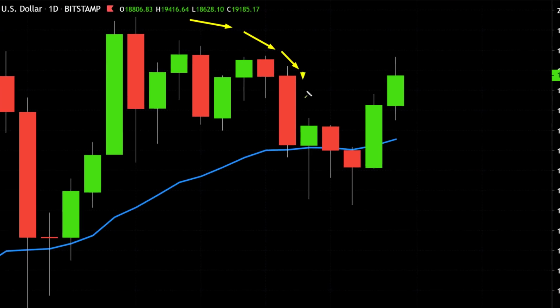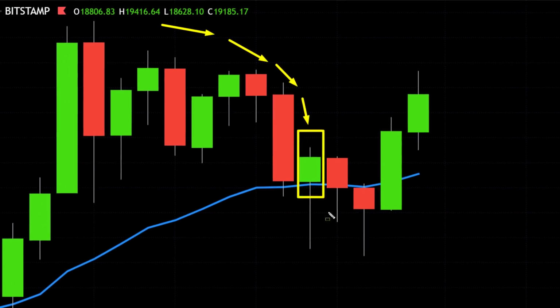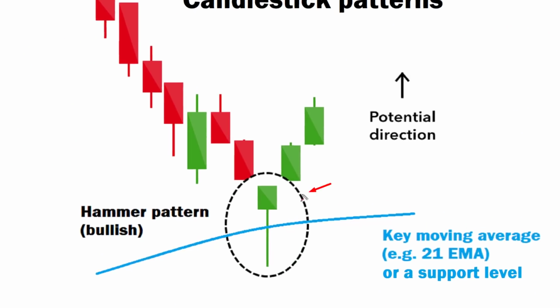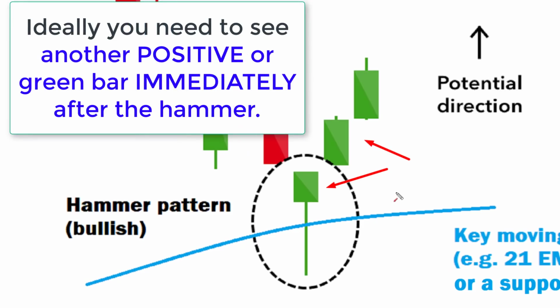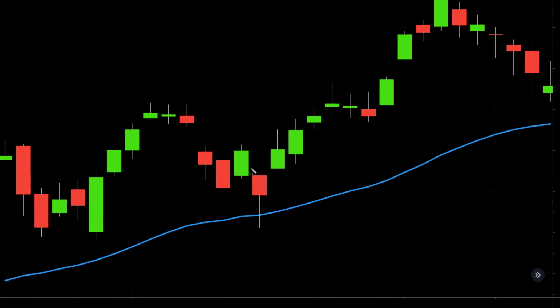Firstly, you have to wait. Most textbooks tell you that you have to wait for a confirmation signal. So the hammer or a doji pattern on a moving average, like we saw in Bitcoin recently, by itself is not enough. What you need after that, as you can see from here, is confirmation. Ideally, you need to see another green bar, another positive bar after the hammer-shaped or the doji pattern. Some textbooks tell you this, and I think they're right.